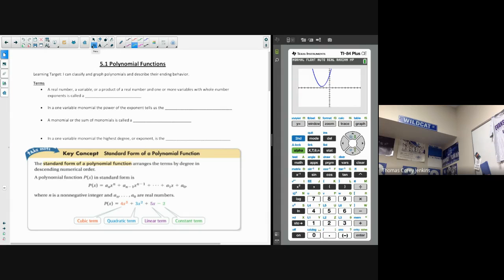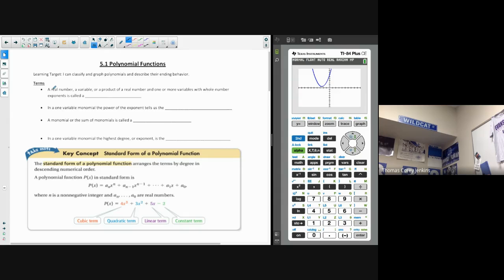All right, so our first lesson is about polynomial functions. If you remember, last chapter was all about quadratic functions, some function containing an x squared term, right? So now we're doing higher degree terms. That is what Chapter 5 is about. Our learning target for this lesson: I can classify and graph polynomials and describe their ending behavior. All right, so let's get in.